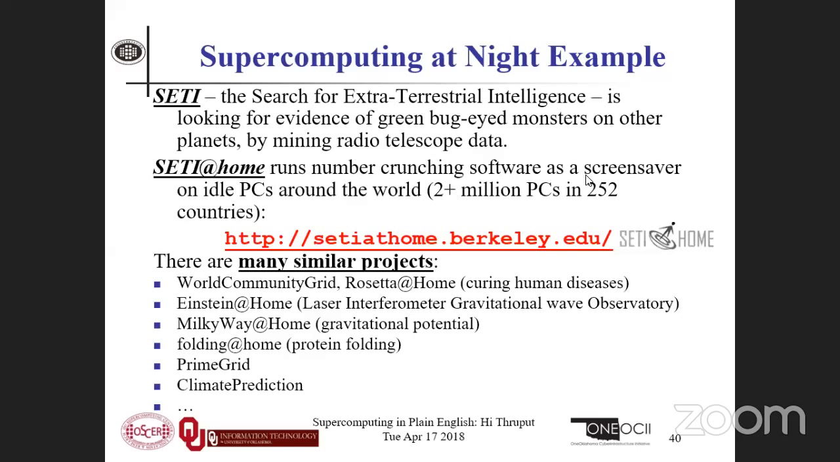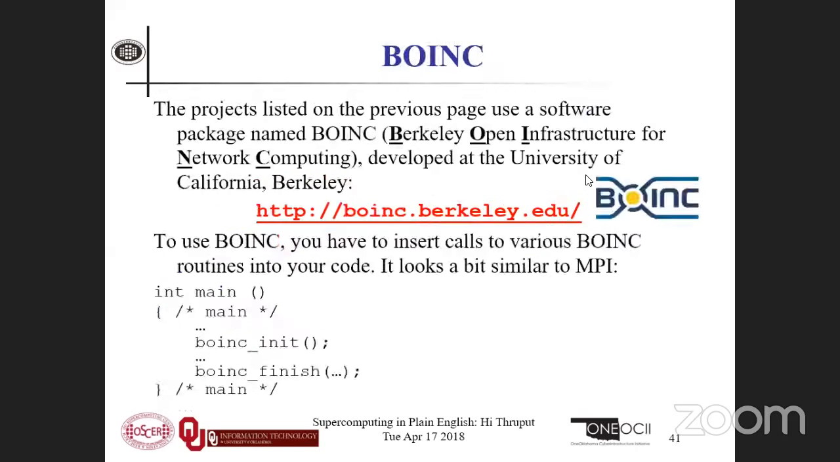So they set up SETI at home, and there are now tons of other projects of a similar flavor. So there's Rosetta at home, which is trying to cure various diseases. There's Einstein at home, which is the LIGO thingy. I don't know what any of these things really mean, but there's a zillion of these, right? They're looking for various prime numbers. They're doing climate predictions, a whole bunch of these projects out there.